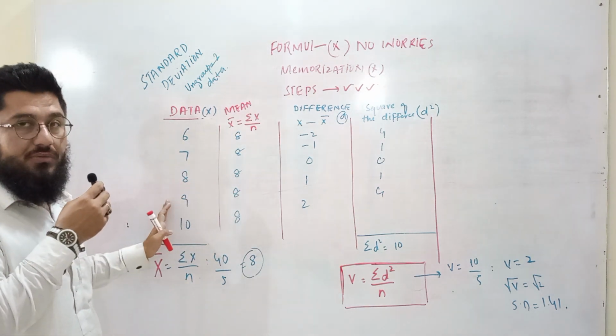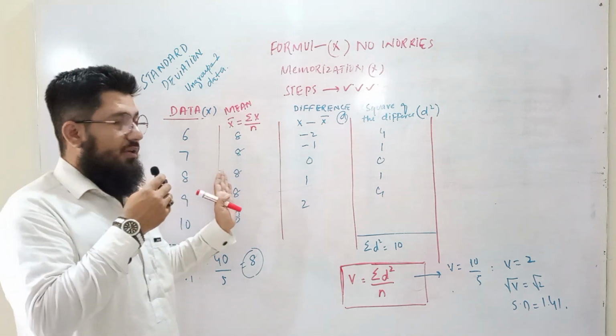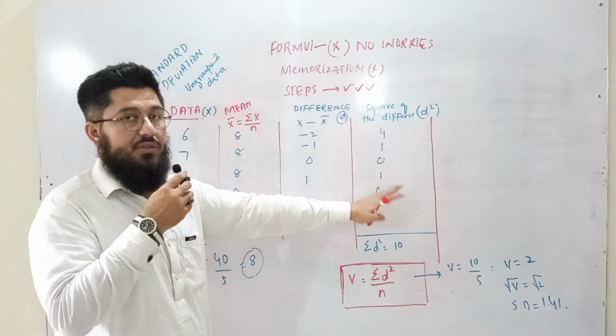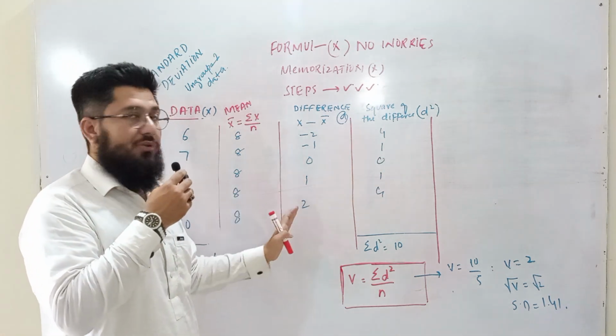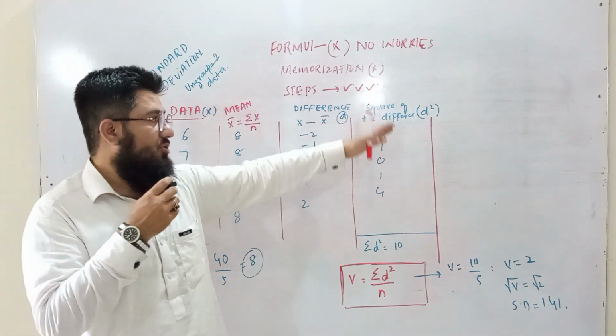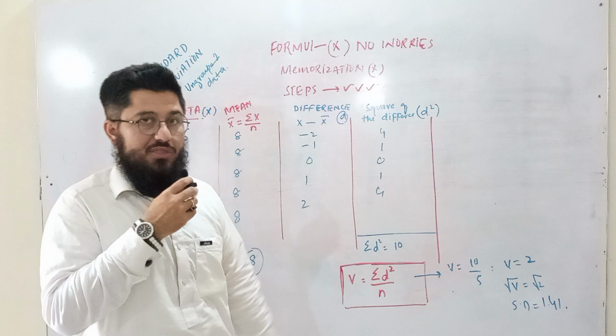Just write down the data points. Take the mean of all this. Then just take the difference of these two columns. And then in the fourth step, take the square of this difference. This will be called D square, or simply the square of the D, the square of this particular column.